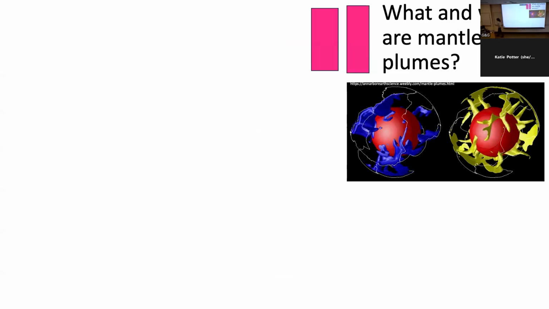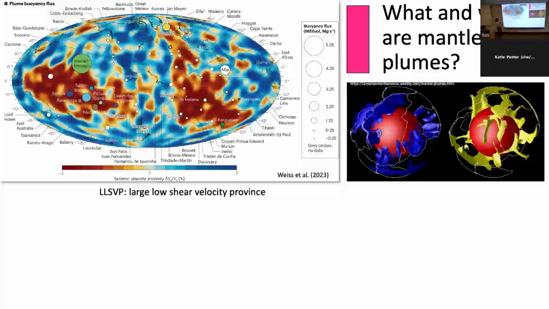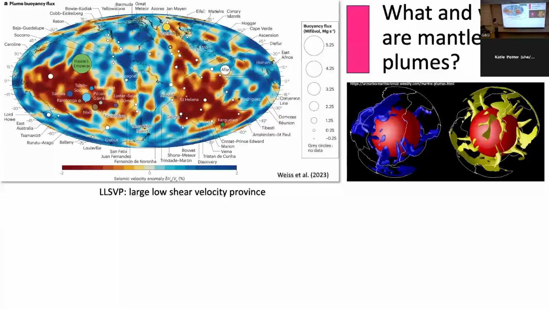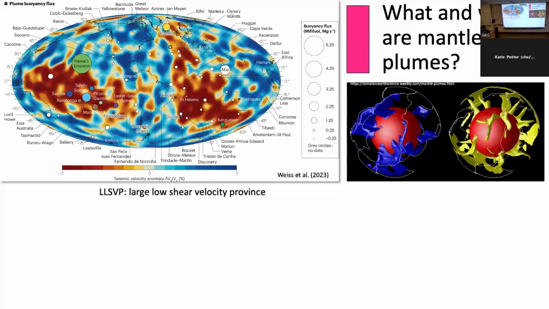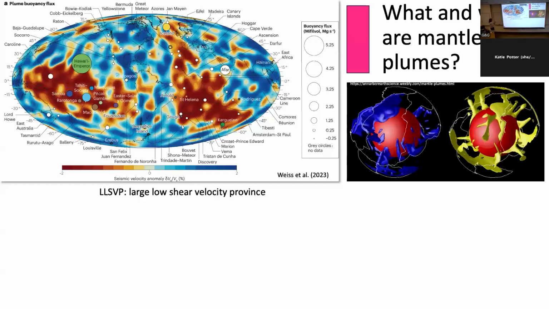Most mantle plumes originate from two main centers, called LLSVPs, or large low shear velocity provinces. There's one in the Pacific Ocean. It's larger. Its nickname is Jason, and it's the origin point for these big plume systems like the Hawaii Emperor and Tahiti.